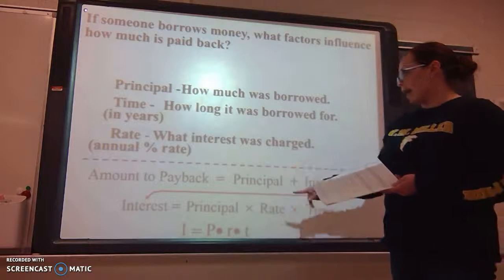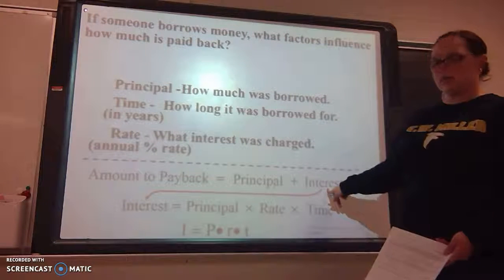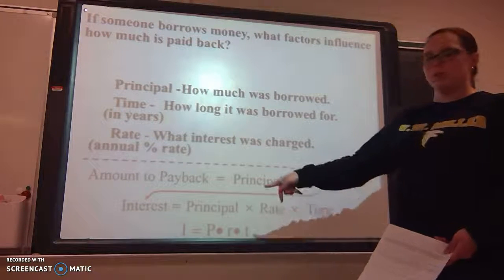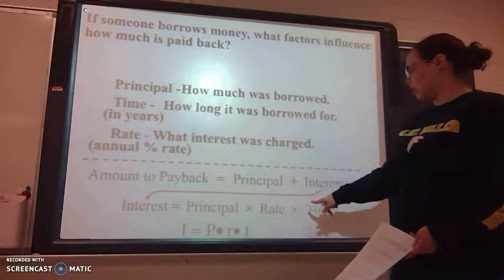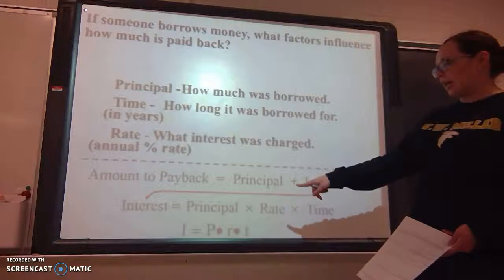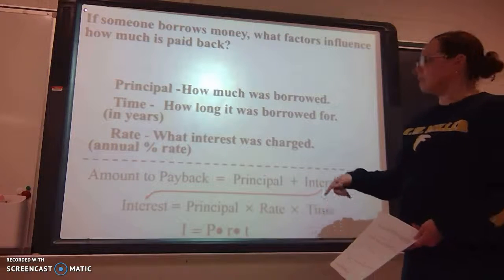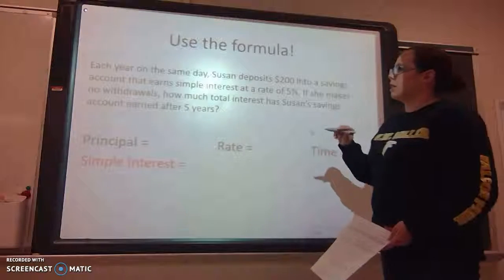So the amount to pay back is principal plus your interest. And to find the interest, which is what we're focused on, you're going to take the principal times the rate times the time. So I equals P times R times T. Let's do an example together.